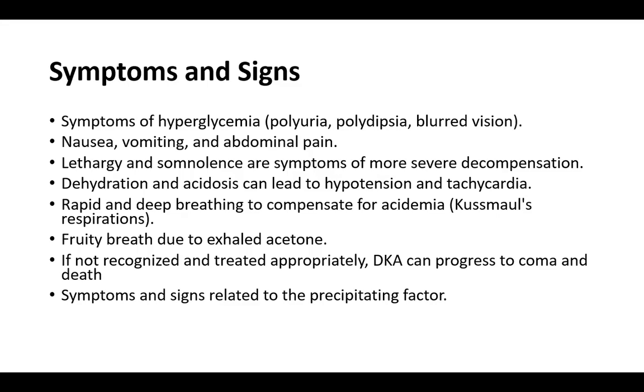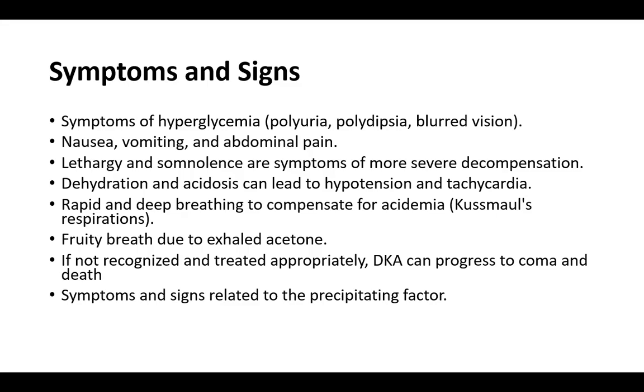Why do we have dehydration? Polyuria because of glucosuria. Glucosuria becomes like a diuresis. So dehydration and acidosis can lead to hypotension and tachycardia. Rapid and deep breathing to compensate for the acidemia, that we call Kussmaul's respiration. The fruity breath due to the acetone, one of the ketones. And if not recognized and treated early, DKA is a life-threatening condition and can lead to coma and death.